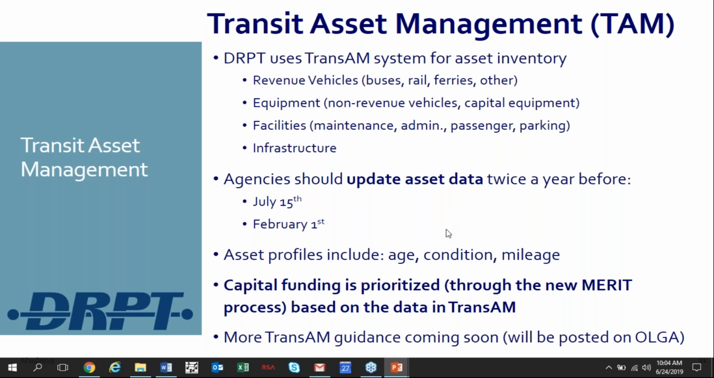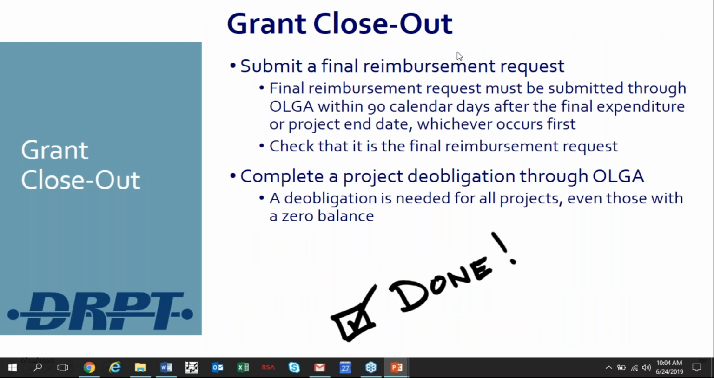Our new merit process is based on what data is in TransAM. So that's a really good incentive for you to be updating that information. We want to make sure that we're basing it off of the correct mileage and state of good repair of those particular assets that you're asking for replacement. There is some guidance about using TransAM on OLGA right now. We're working to get some updated information and maybe some more specifics. And when we do, that will be posted again in OLGA.